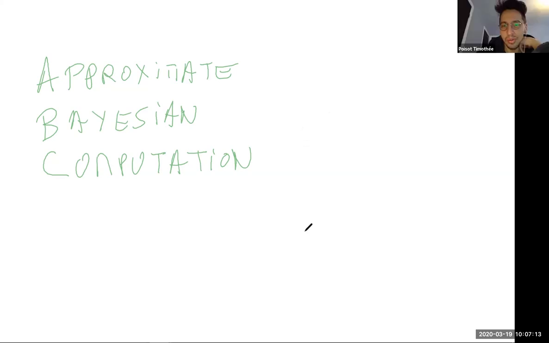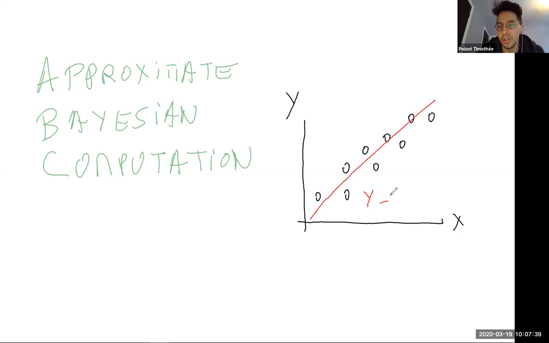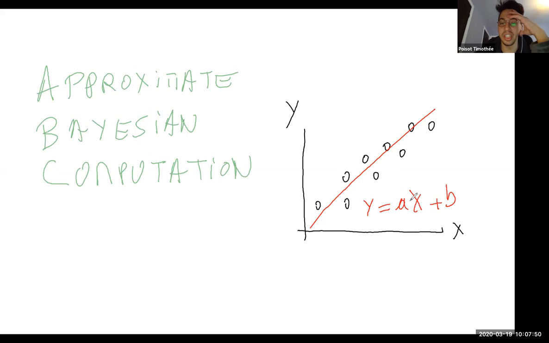So let's say that you have a series of points, and you suspect there might be some sort of a linear relationship between them. It's of course not a problem we would solve necessarily with ABC, but we think there would be a relationship between these points that would be linear in a sense. And so Y should be maybe A times X plus B.